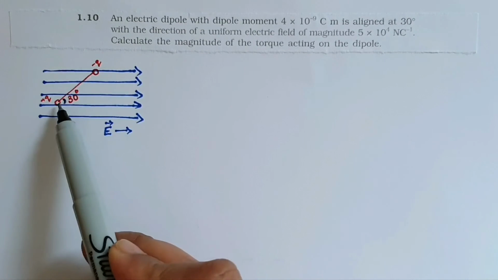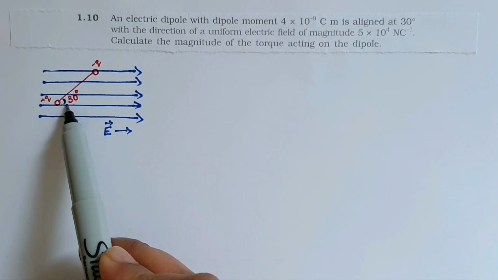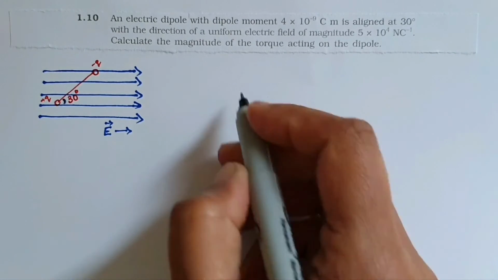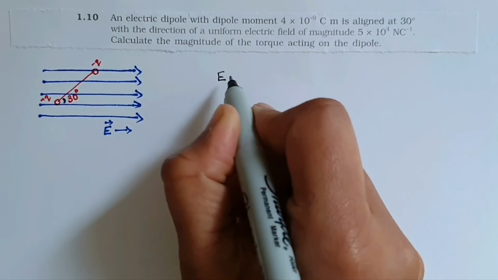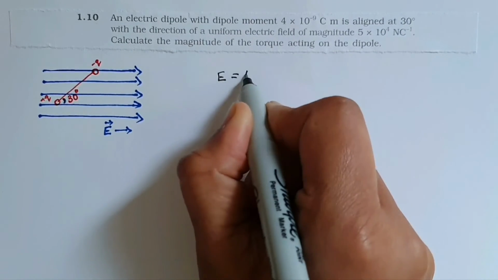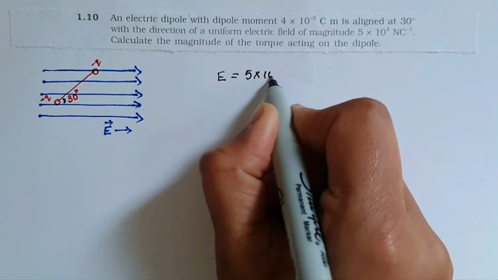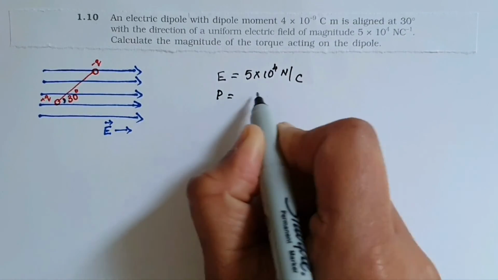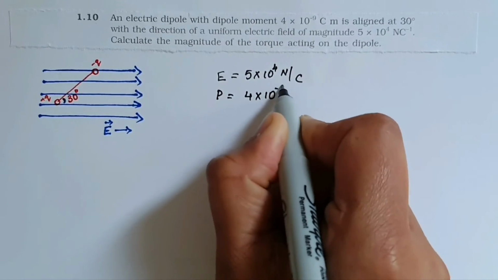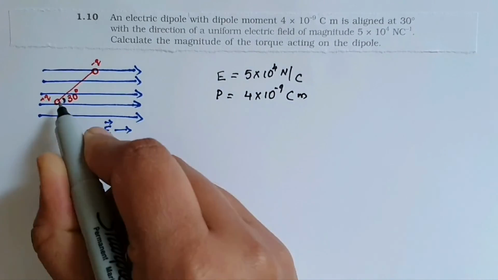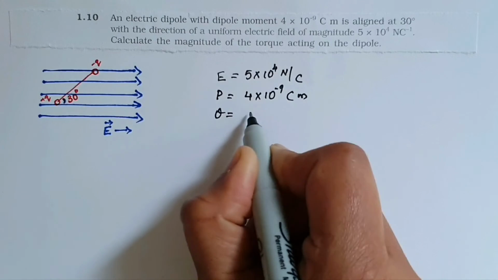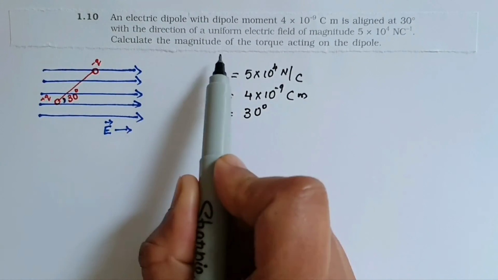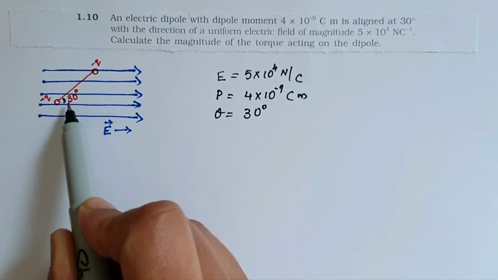Consider an electric dipole aligned at an angle 30 degree with a uniform electric field E. Given, electric field E is equal to 5 into 10 raised to 4 Newton per Coulomb. Dipole moment P, that is 4 into 10 raised to minus 9 Coulomb meter. The dipole is aligned at an angle theta equal to 30 degree. Now we have to find the torque acting on the dipole.